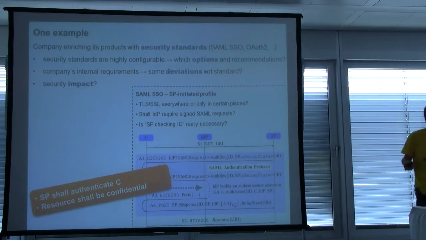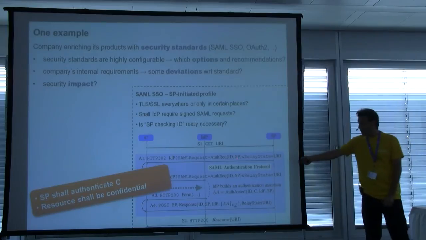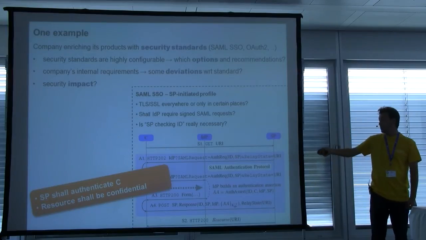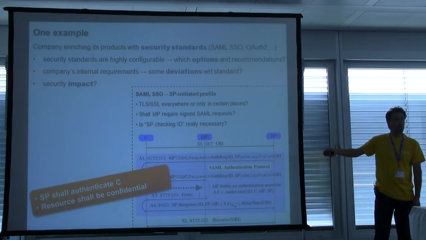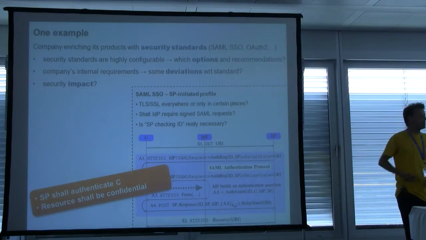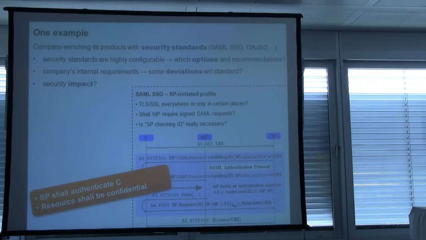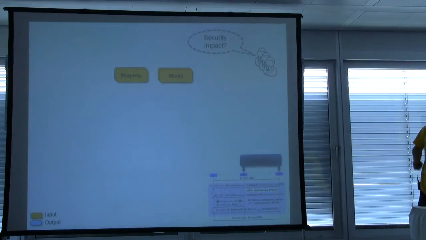Actually, it's even a problem, because by doing that, I need to store the ID at this moment when the client is not yet authenticated, and that can be a vehicle for denial of service. So can I get rid of that recommendation of the standard? And what do we do? So what does our tool propose in that respect?